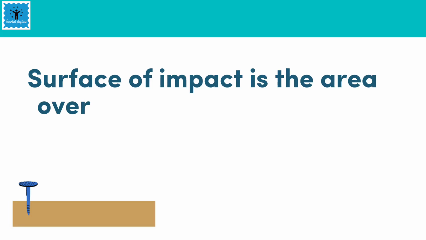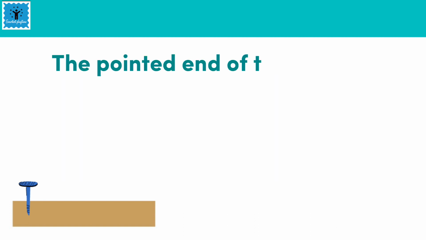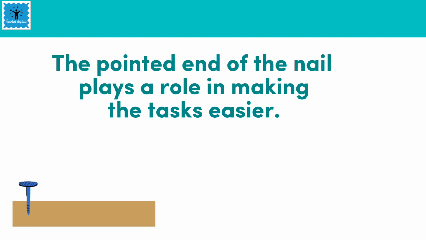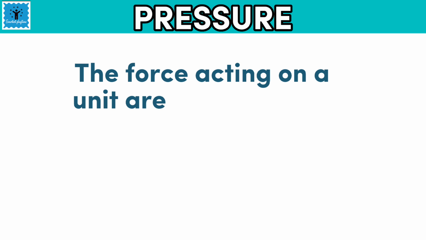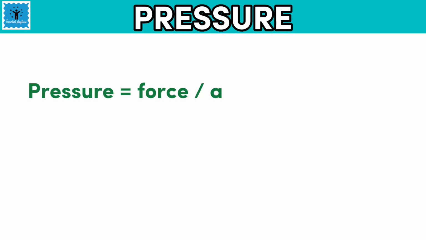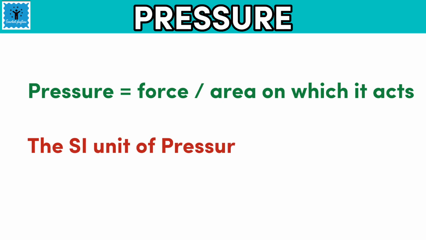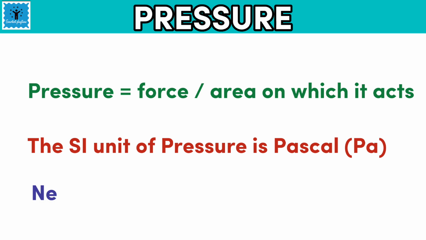Surface of impact is the area over which the force is applied. For example, the pointed end of the nail plays a very important role in making the task easier. So the force acting on a unit area of a surface is called pressure. So we can say that pressure is equal to force divided by area on which it acts. The SI unit of pressure is Pascal or Newton per meter square.